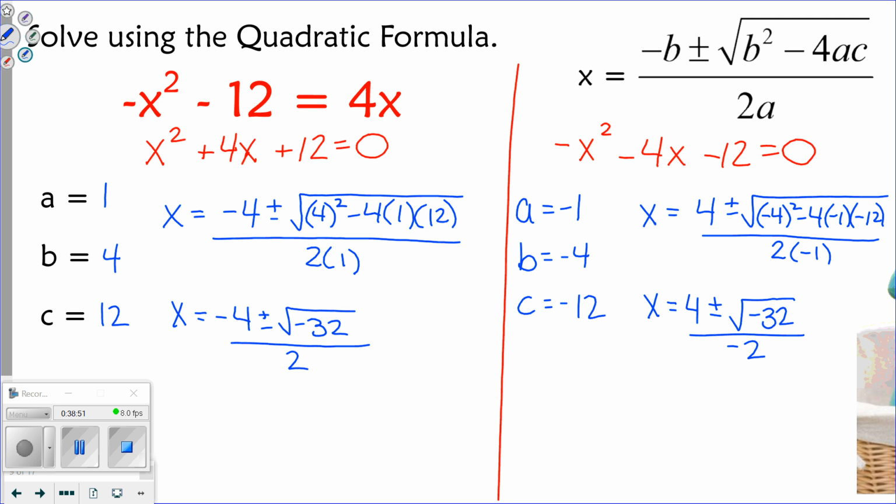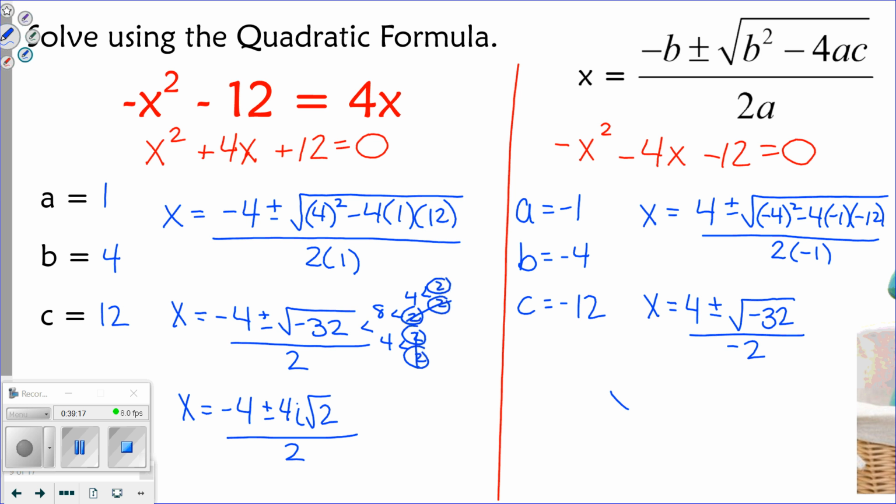All right, so let's clean this up though. We know it's going to have an i. Can I do a factor tree on 32? Yep. All right, so if we do a factor tree, we get 2 pairs of 2's, which is going to make 4. So we have 4i radical 2. Same thing's going to happen over here.